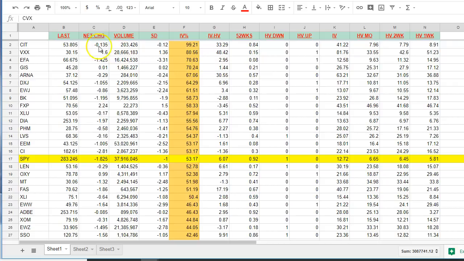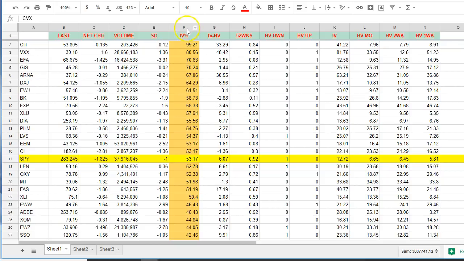Basically, I scan for the last price of the stock. Here's a symbol. This column is the price, net change, volume of the stock, and this is very important, the daily standard deviation column. If it's above 1 and below -1 and everything else looks good, I take a note of the stock and follow it for the next few days and maybe trade it.